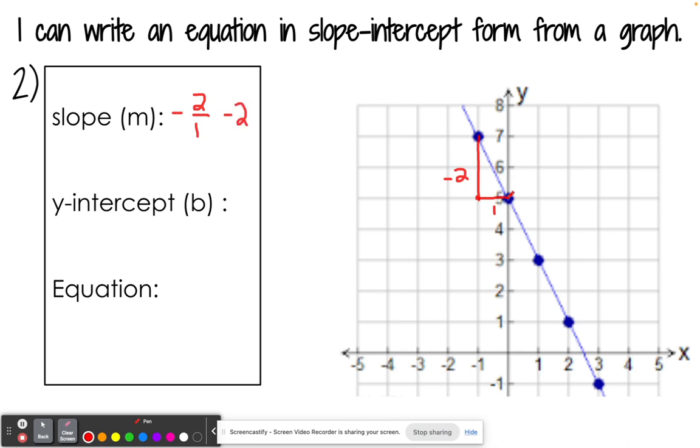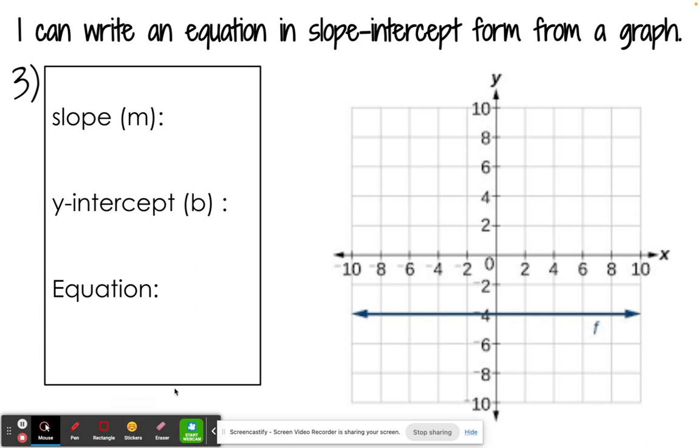Which means if I keep going down this line, I'll go down 1, 2, over 1, or left 1, up 1, 2. Depends on how you think about it. And my y-intercept is right here. It's where my line crosses the y-axis, and that is at 5. So my equation for this line is y equals -2x, because my slope is -2, and my y-intercept is positive 5. So y equals -2x plus 5.